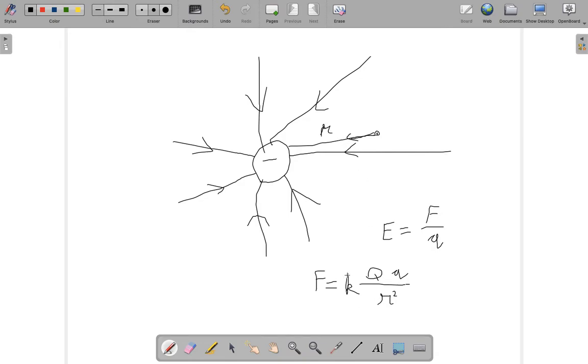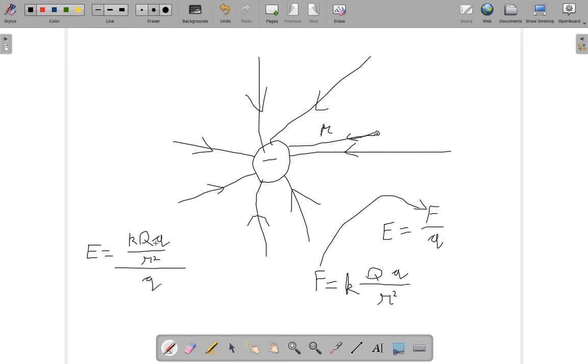Now let's bring force in over here. So I'll write it over here because there isn't enough space there. E equals K large Q small q over r squared, all over small q.